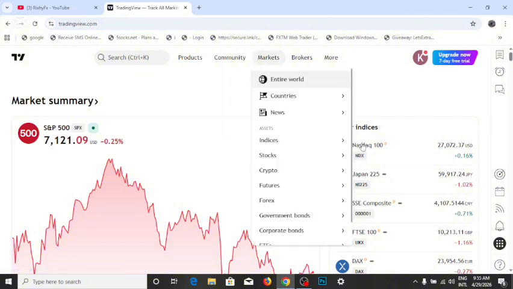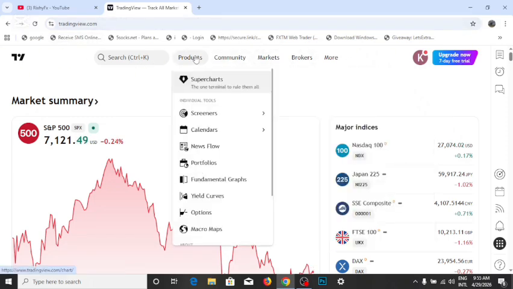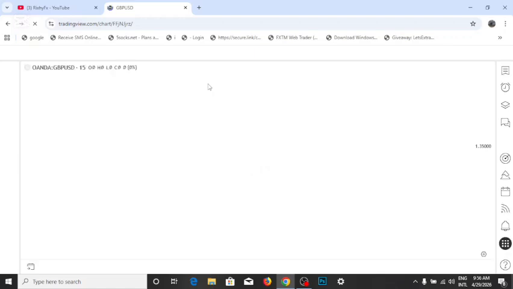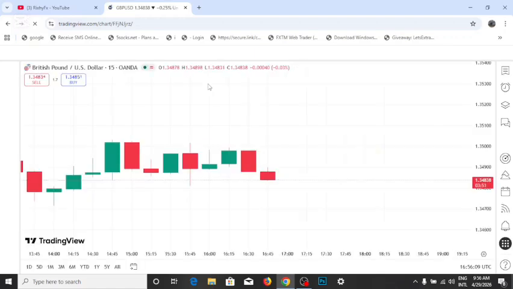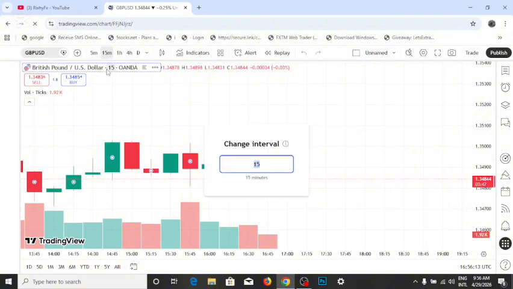So let's start, okay? First go to tradingview.com. On the website, you go to products, go to super charts, okay? Once you're in the super chart, this is where we'll be doing our analysis. Like I said before, the key to a successful trade is a proper technical analysis, okay?